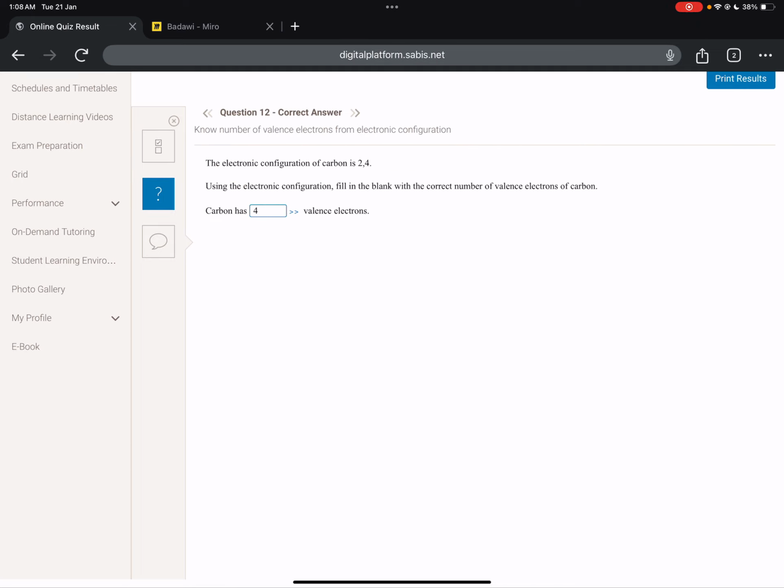Okay. So they're asking us for the valence electrons. Remember, I just said the valence electrons are the electrons found in the outermost shell. So it's going to be not 2, it's going to be 4. And we can also know that because carbon is in group 4, so it has 4 valence electrons.